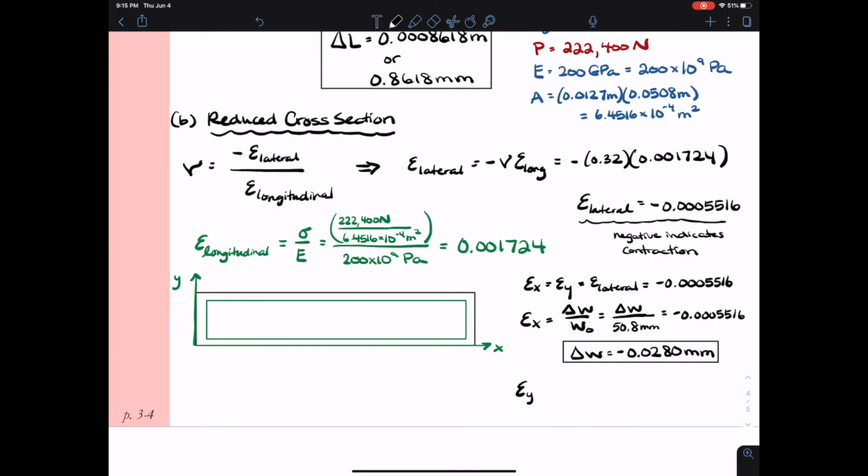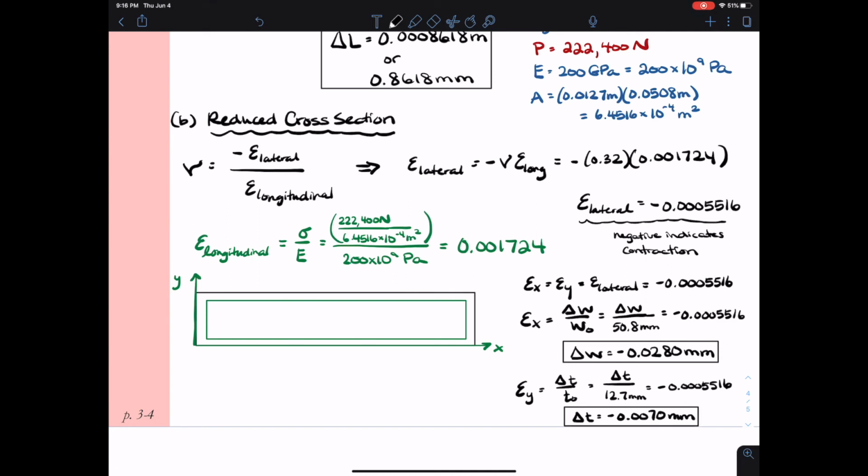So hopefully you still have some room at the bottom of your page. I had to make a little bit more room to solve for epsilon y. Just like I did for epsilon x, epsilon y is just going to be my change in thickness divided by my original thickness, and I can set that equal to the lateral strain. My original thickness was 12.7 millimeters, so 12.7 millimeters times negative 0.0005516 gives me a delta T equal to negative 0.007 millimeters. So a very, very small amount of change in thickness.